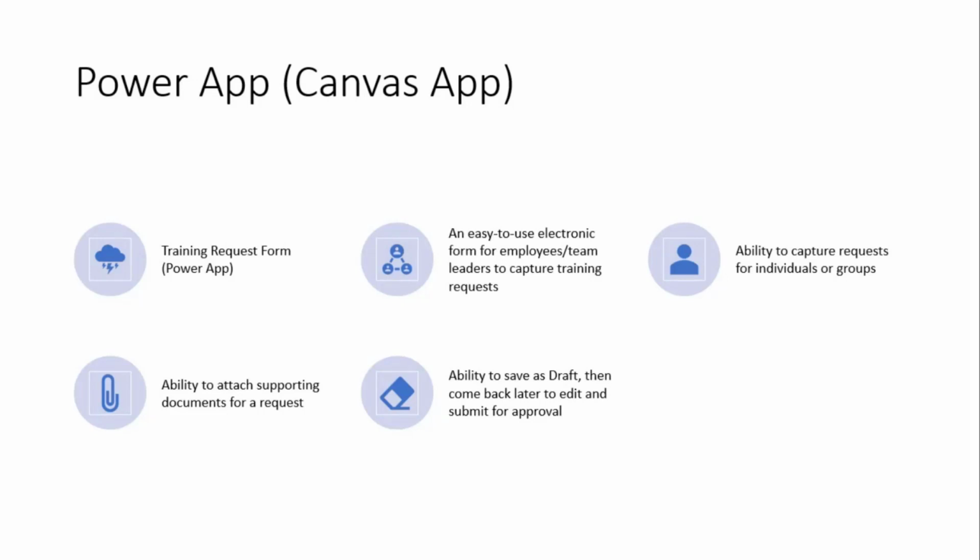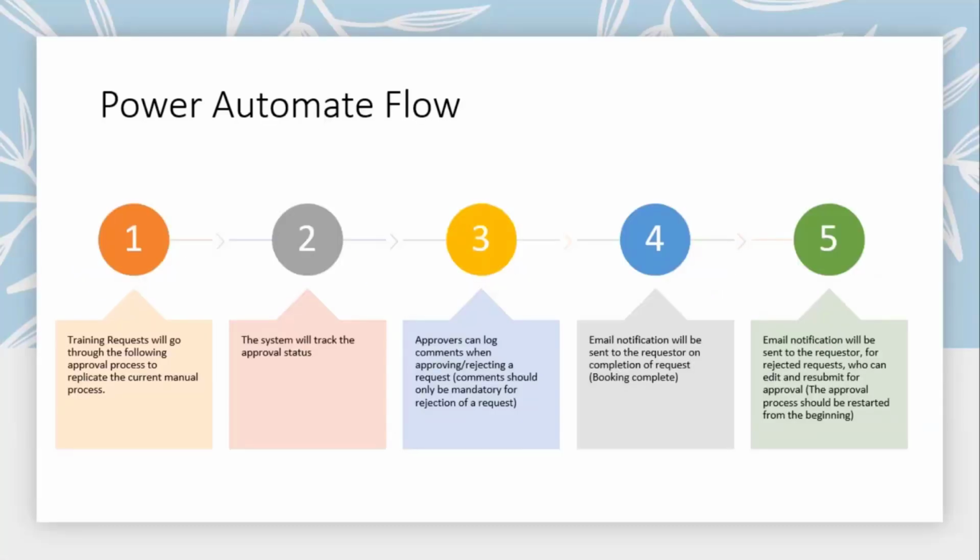My Canvas app consists of a form that allows users to save their forms as drafts and come back later on and submit them for approval. It allows users the ability to attach supporting documents for their training requests, and it allows users to capture requests for individuals and groups. This is just a sample of the Power Automate flow, or what it had to do, including notifying the requester, in this case the user, on the status of their request.